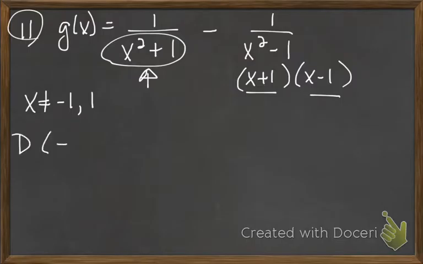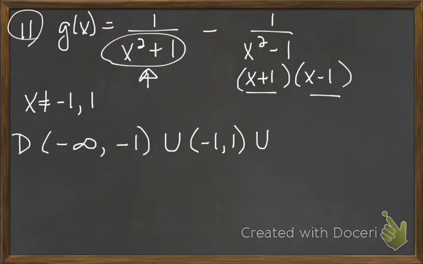So then your domain would go from negative infinity to negative 1, parentheses, union, parentheses, negative 1 to positive 1, parentheses, union, parentheses, 1 to infinity. All right, questions? All right, they can get even a little bit harder than that.